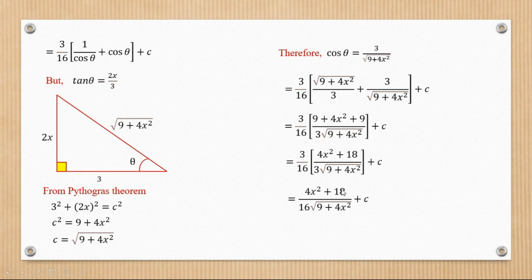So I have 4x squared plus 18 over 16 into root of 9 plus 4x squared plus c, of which I can still factorize out a 2. So when I factorize out a 2 from the denominator, I'll have 2 into 2x squared plus 9. Now this and this reduce, and then I'll have 2x squared plus 9 over 8 into root of 9 plus 4x squared plus c. And this is our answer.